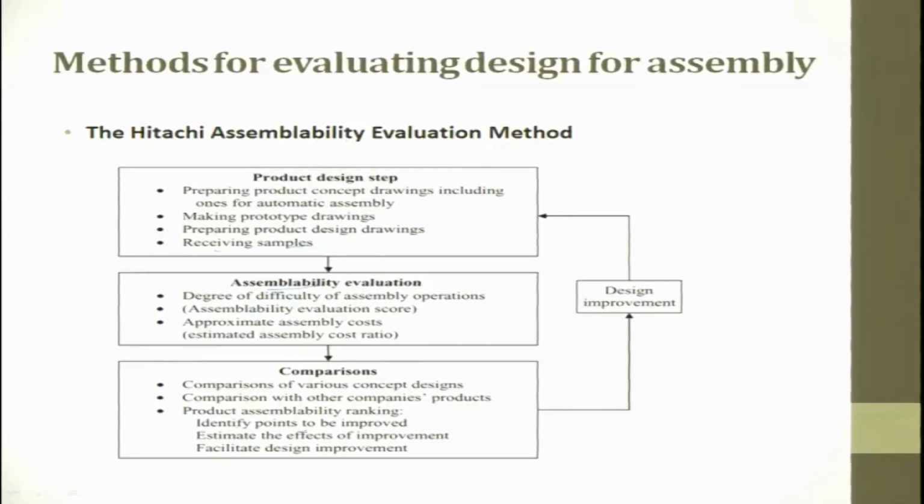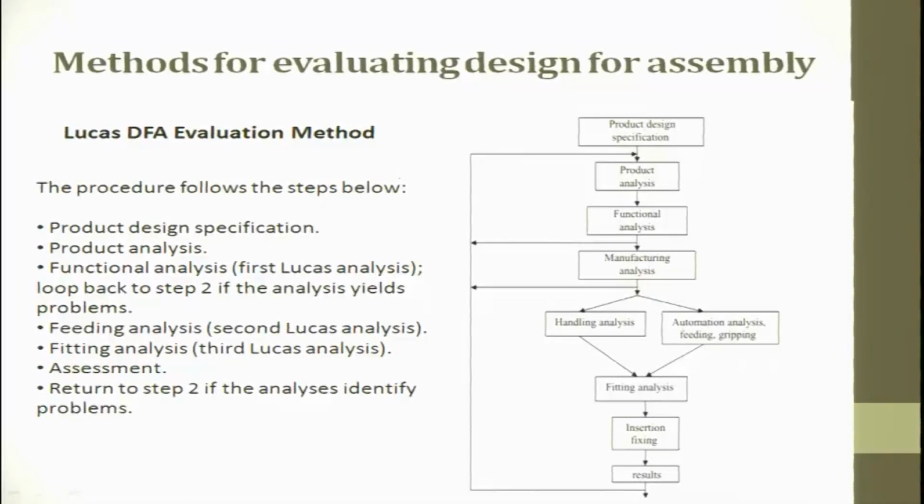So, it identifies the point to be improved, estimates the effect of improvement and facility design improvement. So, this design is an iterative process. It keeps going back and forth. So, comparison, as an evaluation and then design step. Once you make a design, then you start assembly, evaluation is done, then once the evaluation is done, it is compared, then once again the product design is reiterated and it starts again. This method is called the Hitachi method of design for assembly.